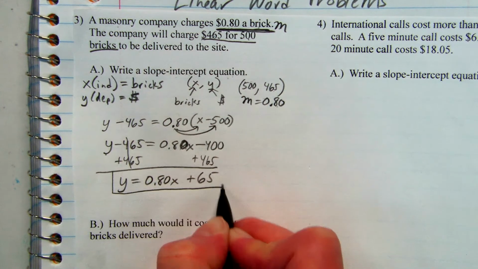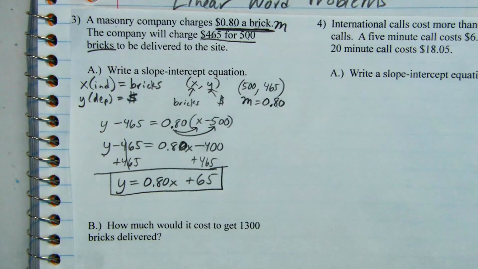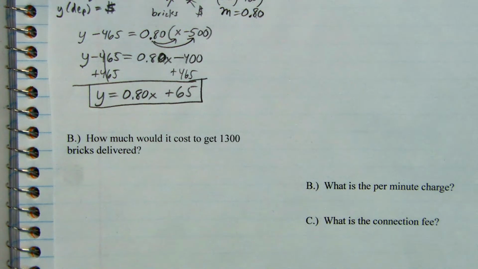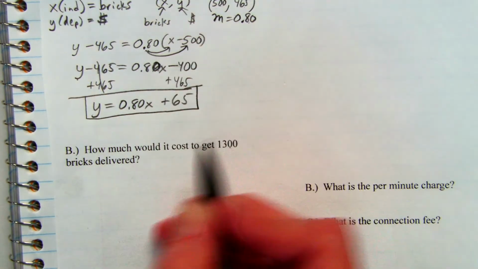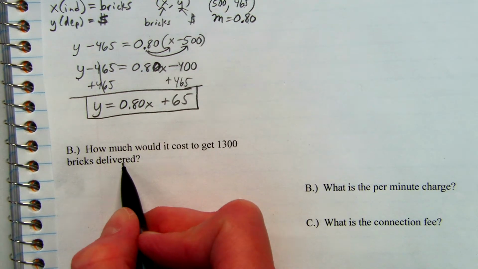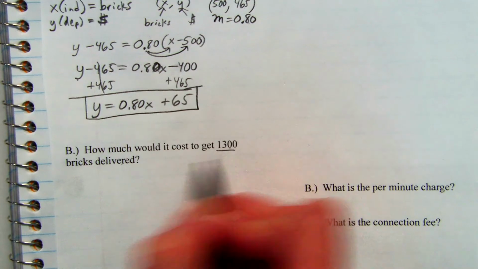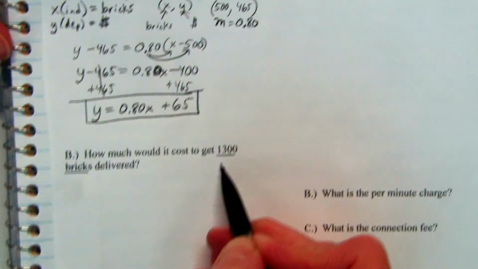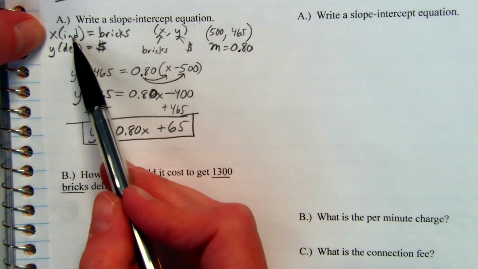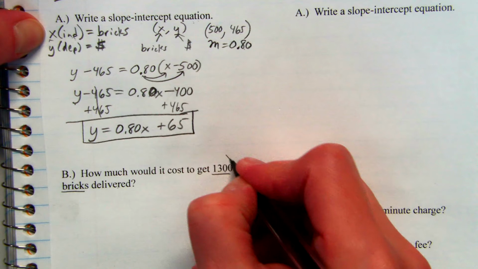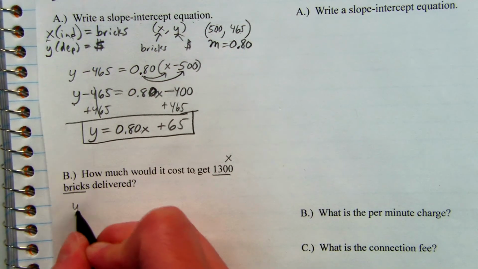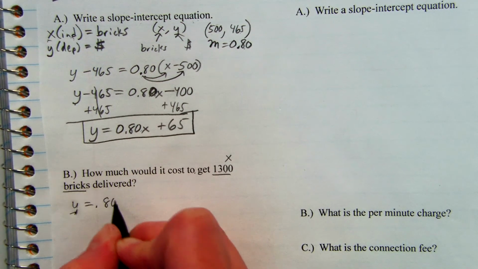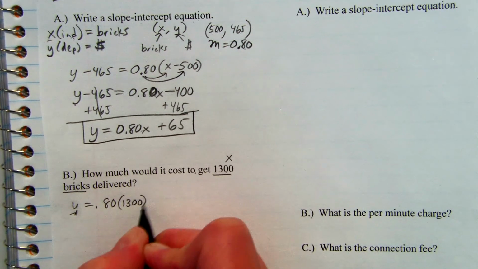And now we can use this to answer some of these questions. So it says, how much would it cost to get 1,300 bricks delivered? Okay, so this is bricks. We said bricks was the independent variable, x, so this is x. I can put this into here. So y equals 0.80 times 1,300 plus 65.